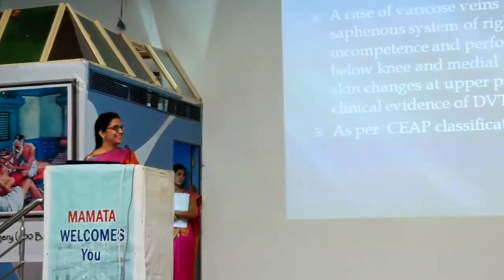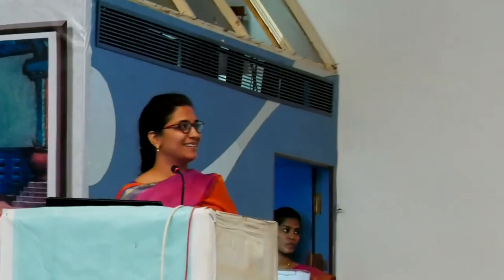What is your clinical provisional diagnosis? Don't say big diagnosis. What is the provisional clinical diagnosis? It's varicose veins of the right. Define varicose veins. Varicose veins are dilated, tortuous, engorged veins which are present in the.